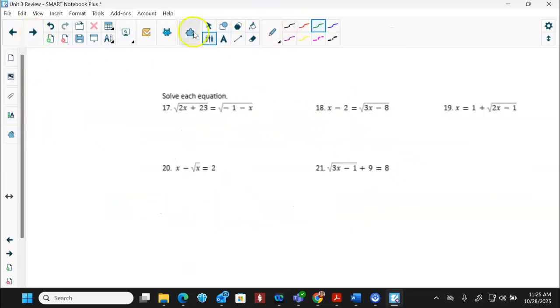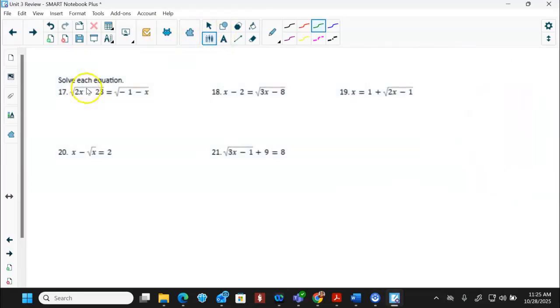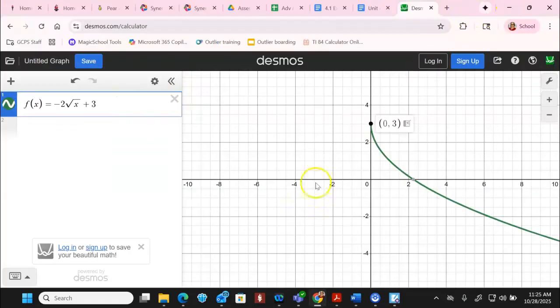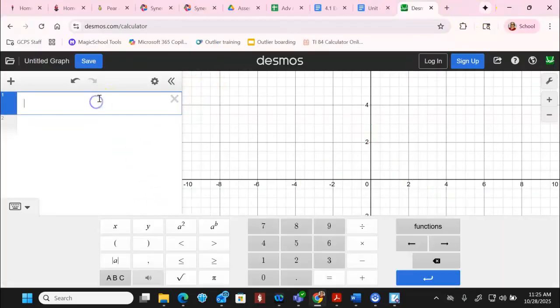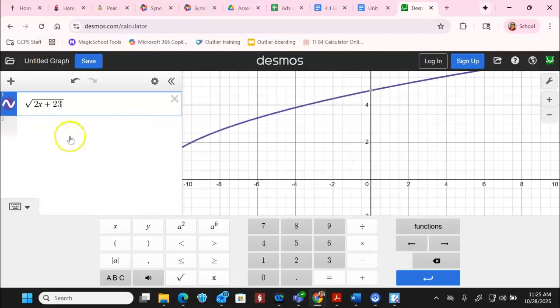All right. Now for these right here, we can very quickly put them into decimals. I'm going to go one by one. So question 17 is, and again, how do we put it? We split them in half. We're going to say 2x plus 23. And on the other line, we're going to put square root of -1 minus x, okay?